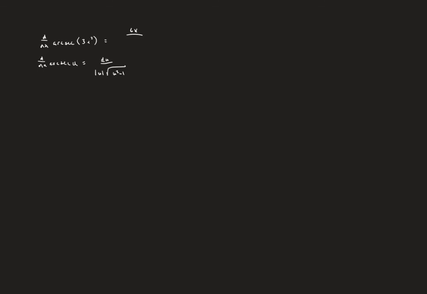We'll have the absolute value of 3x squared, and then we will have the square root of u squared, which is going to be 9x to the fourth, minus 1. So the calculus is done. Now, if we think really hard about how we can simplify this, we have to be a little careful. An x squared is always positive, so we don't really need that absolute value. So we're free to drop that absolute value.